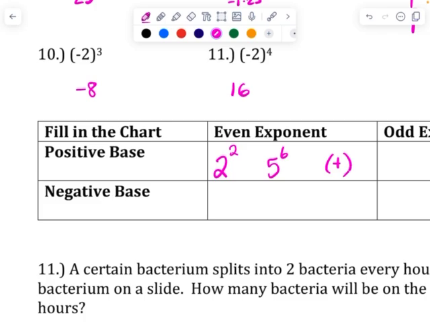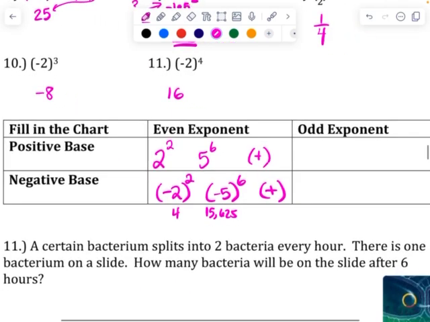If we have a negative base, like -2 squared, or -5 to the 6th power, if you do those in the calculator, -2 squared, of course, would be 4. -5 to the 6th power is a huge number, 15,625, but they're both positive.